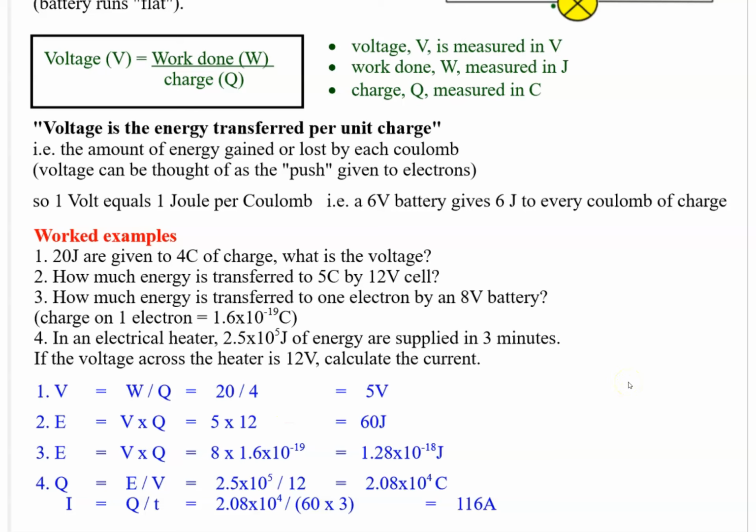Mathematically this is easy, but there's a really important concept here. 5 volts means 5 joules per coulomb. So every coulomb of charge is given 5 joules of energy.